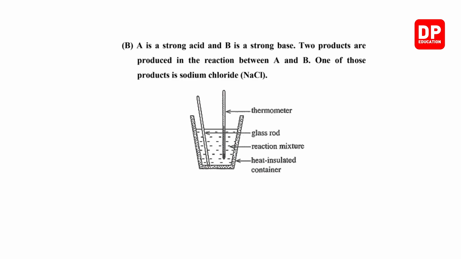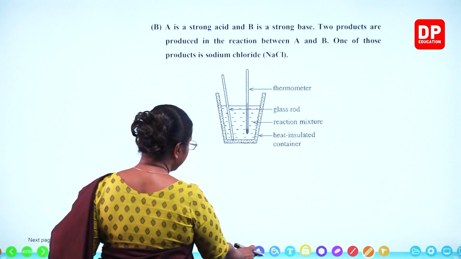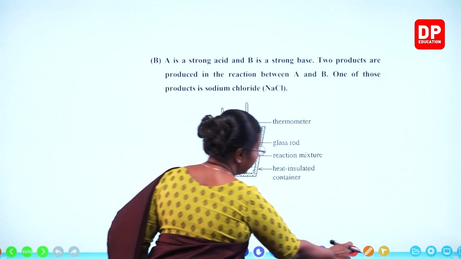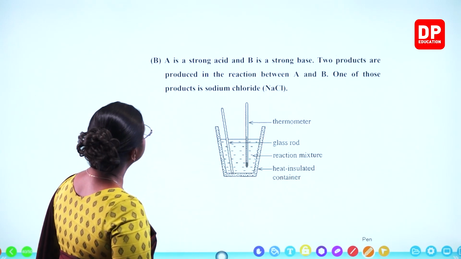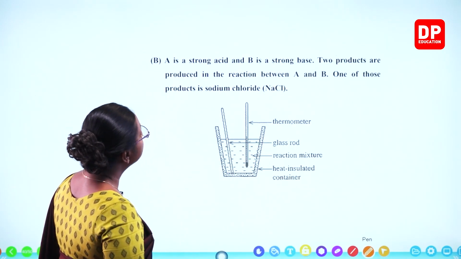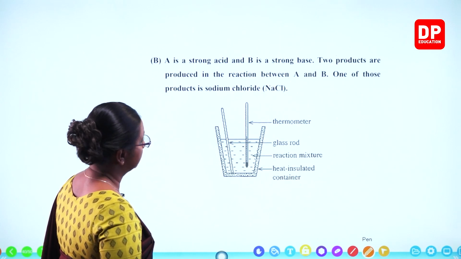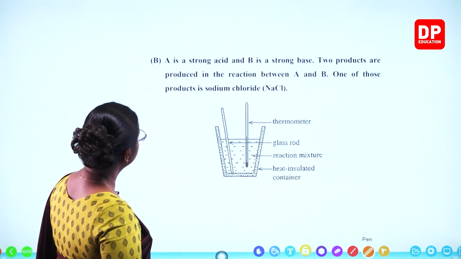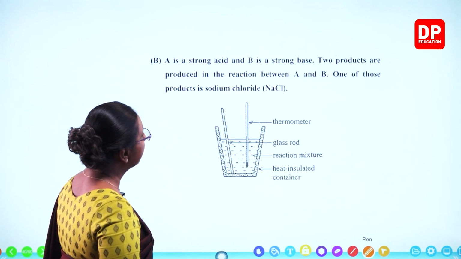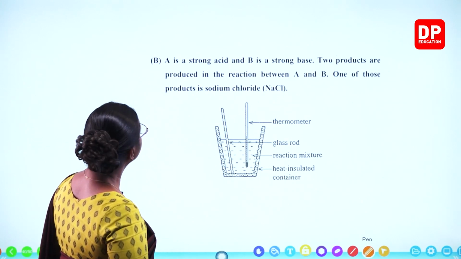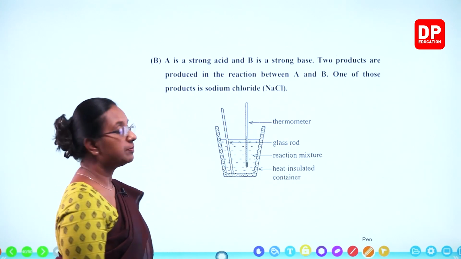So, this is part B of the same question. We have completed part A. This is part B. So, when you are answering the question, you have to answer both part A as well as part B together. Now, here, if we look at the question, A is a strong acid and B is a strong base. Two products are produced in the reaction between A and B. One of those products is sodium chloride.